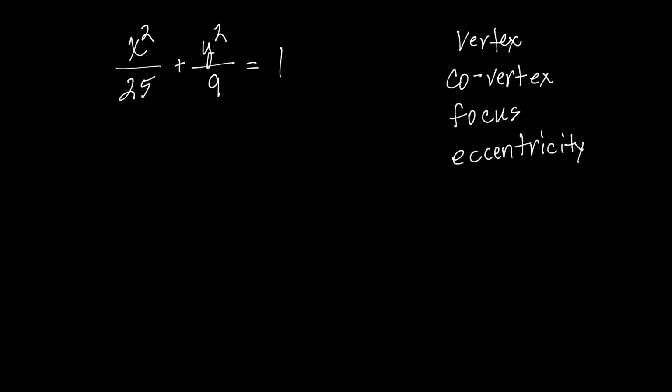Let's agree that A is 5 squared. I'm writing it as 5 squared because this is A squared, because the general form looks like this: x squared over a squared plus y squared over b squared equals 1. So that makes my A a 5. So A is 5, and B is 3.